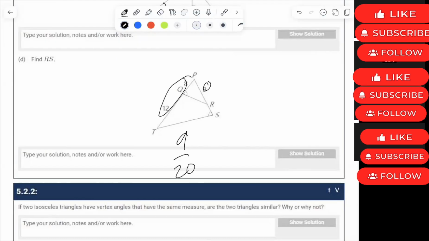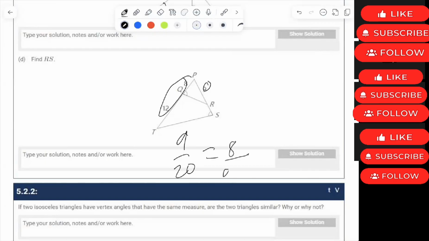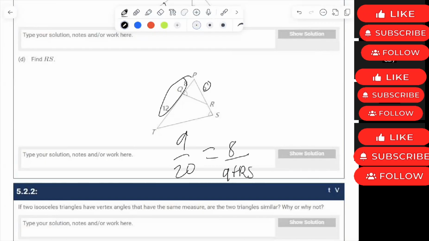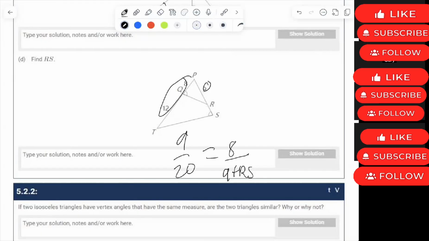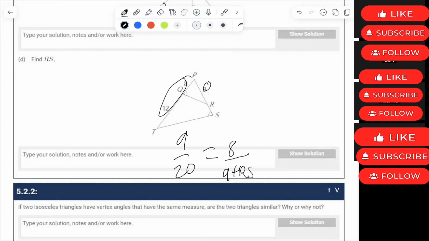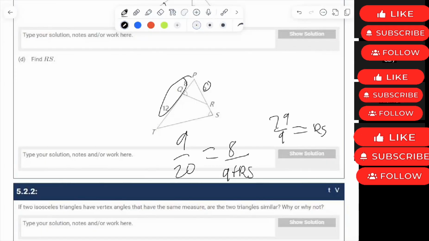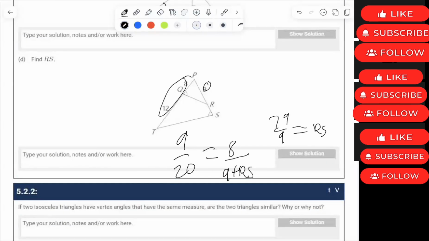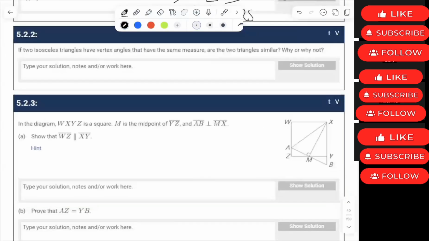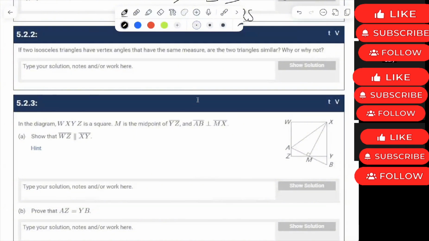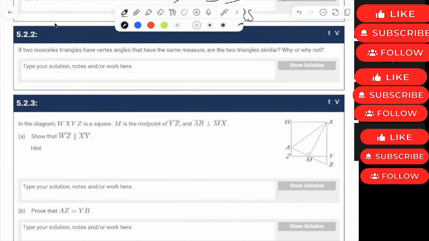And we want to find RS. Well, we notice that 9 to 20 is equal to 8 to 9 plus RS. That's one way to go through it. And then solving, you can get RS is 79 divided by 9. And that's our answer. Let's move on to 5.2.2. If two isosceles triangles have vertex angles that have the same measures, then are the two triangles similar? Why or why not? I'll let you have a try on this question and tell us through chat.